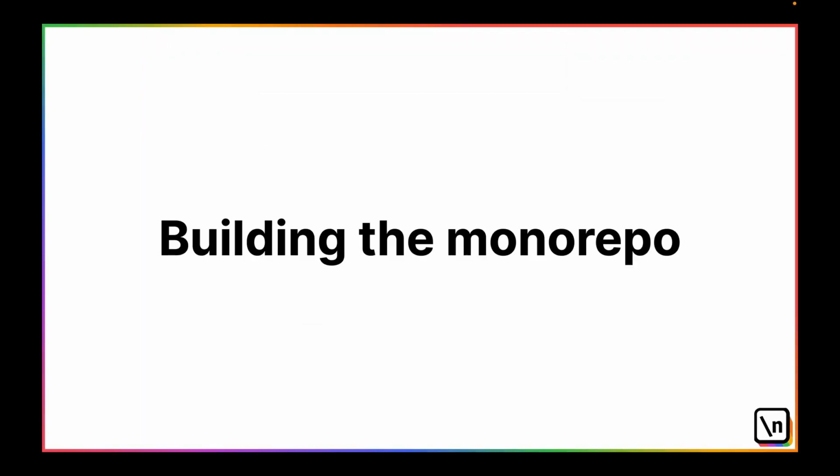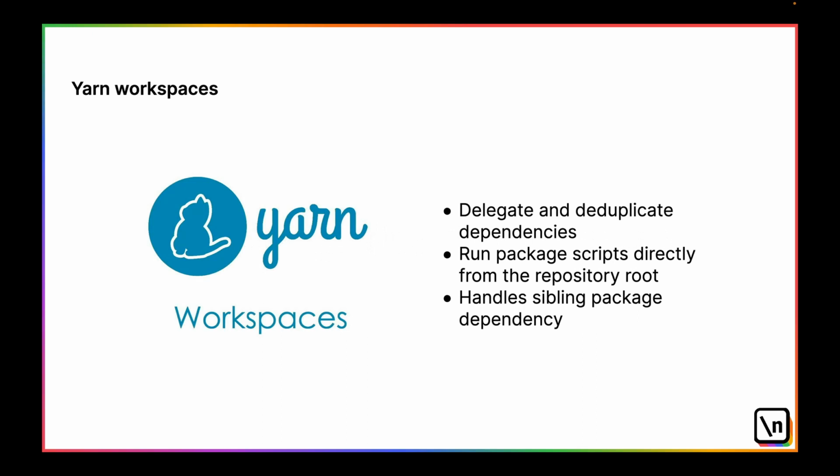So it's time to get hands-on and start building our Monorepo. To build our Monorepo, we will work with Yarn workspaces. And this is a really convenient feature of Yarn to work with node-based monorepos because it has some advantages like delegating and duplicating dependencies, running package scripts directly from the repository root, and it also handles symbolic package dependencies, which in our case is extremely useful because, for example, we will have React package depending on Foundation and Storybook depending on React and Foundation at the same time.